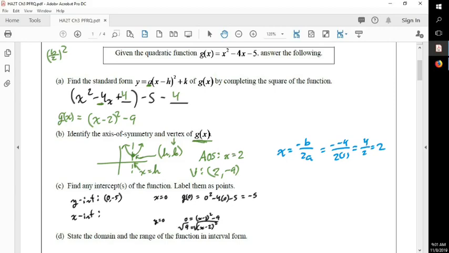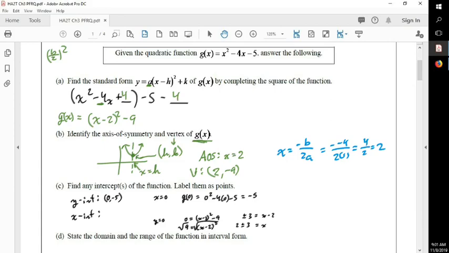Whenever you square root as an inverse operation to get x alone, make sure you have your plus or minus. So you should have plus or minus 3 equals x minus 2. And then when you add 2 to both sides, that would be x equals 2 plus or minus 3. So that would be 2 plus 3 and 2 minus 3.